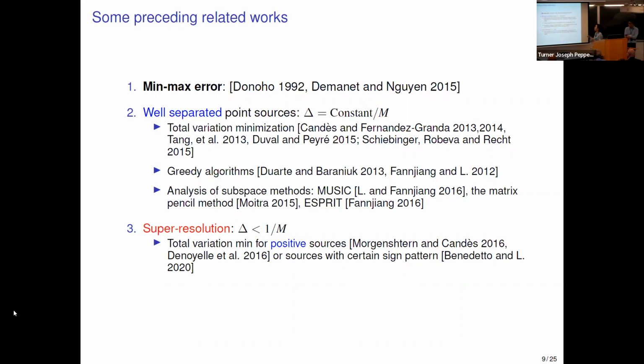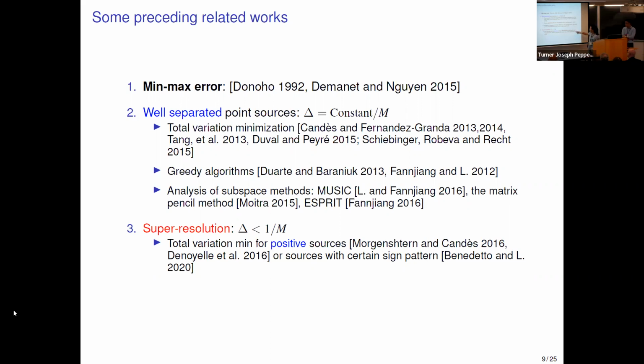We are very motivated by the pioneering paper by Donoho in 1992. Well, the minimax error is studied. And then in 2015, the bound is sharper in Dömötör's paper. And a series of works look at the recovery of point sources while they are well separated. For example, the point sources are separated by a constant times the resolution limit. So this series of work is more like dealing with the discretization error, okay?